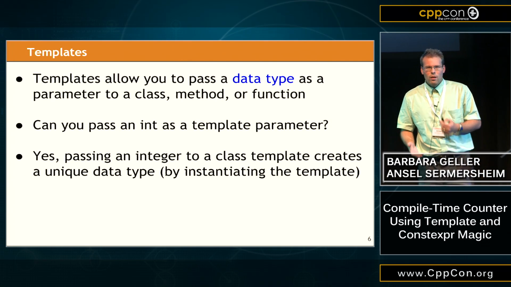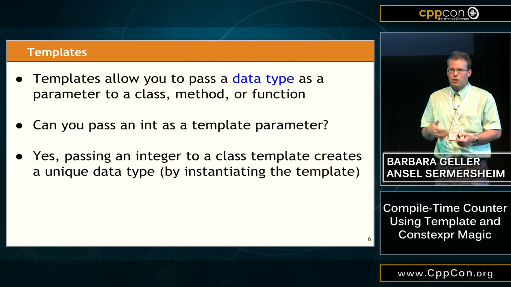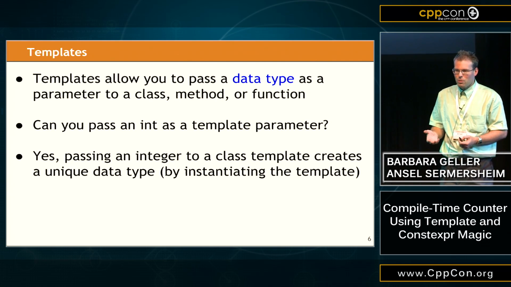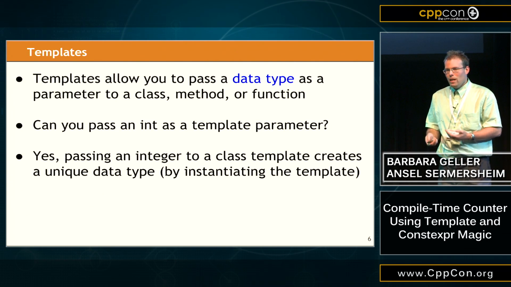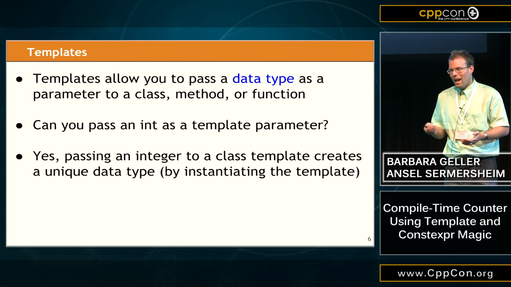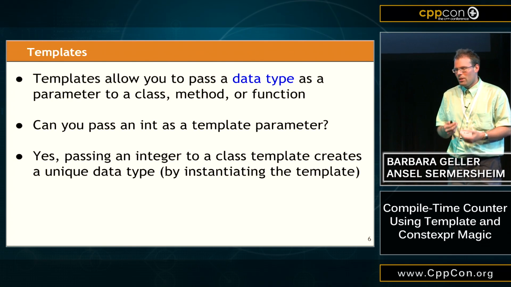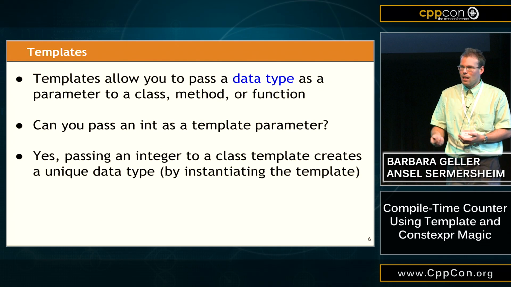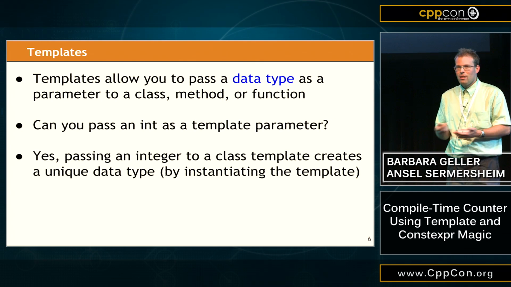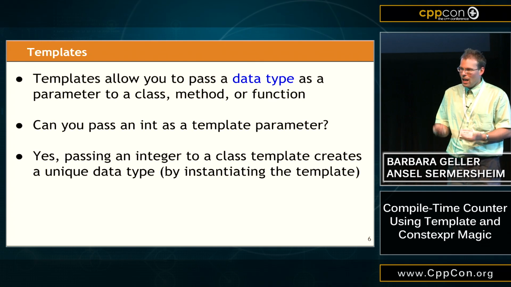As part of our solution, we had to use templates because the solution to every complex problem in C++ involves templates in some fashion. What we need to do is somehow have a value wrapped up as a data type. Usually when you're using a template, the reason is that you want to pass a data type as a parameter to some class or function or method. And the question is, can you pass an integer as a data type? And of course, you can.